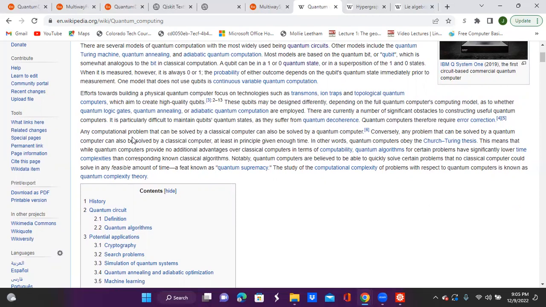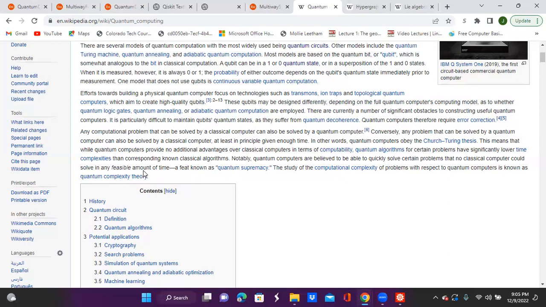Quantum computers therefore require error correction. Any computational problem that can be solved by a classical computer can also be solved by a quantum computer. Conversely, any problem that can be solved by a quantum computer can also be solved by a classical computer, at least in principle, given enough time.